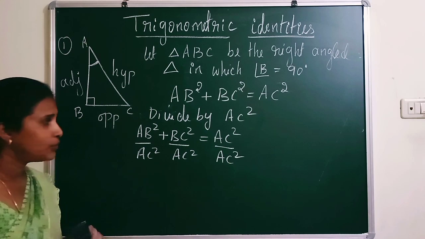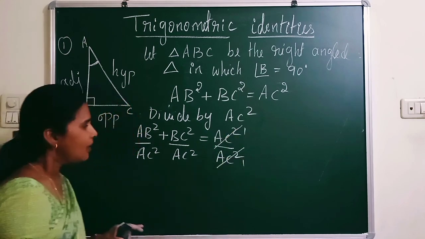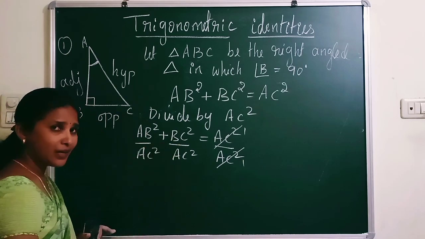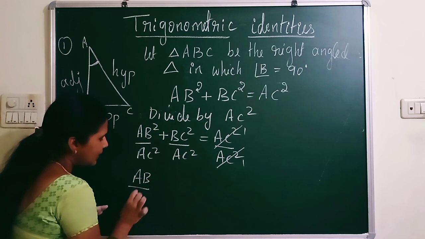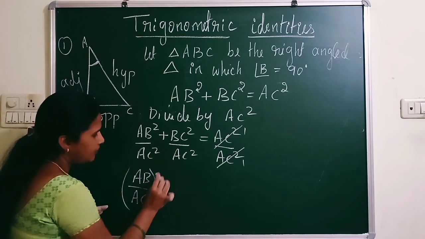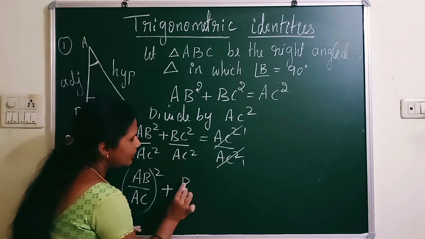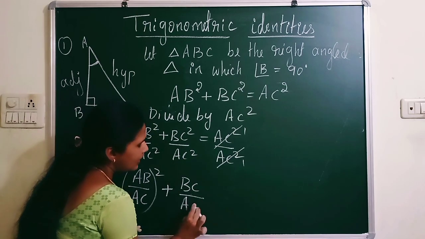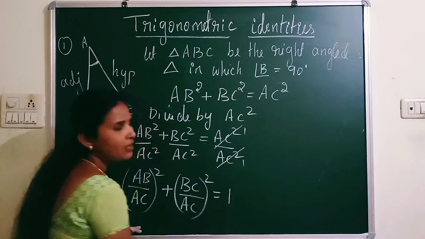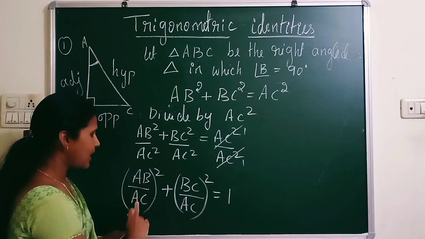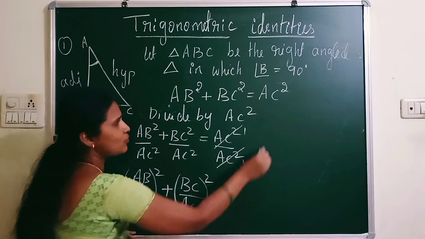Next, what can we do? You can cancel AC square and AC square. You get 1 here. But here you cannot cancel. What you can do from this is write AB by AC whole square, plus BC by AC whole square equals, so already I got 1. So we got AB by AC whole square plus BC by AC whole square equals 1.